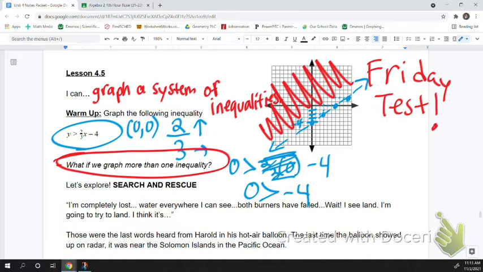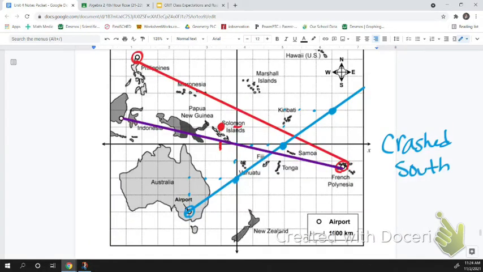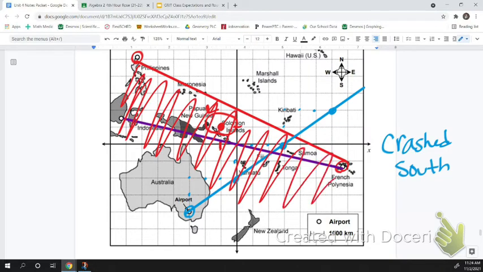Ready, set, go. The last location for clue number 1 was at -1,000, 1,000. So meaning they saw the hot air balloon below this line. So I'm going to shade everything below this line. Are you okay with that? Yeah. Clue number 2, I plotted up there in blue.